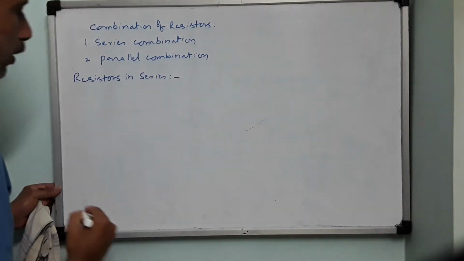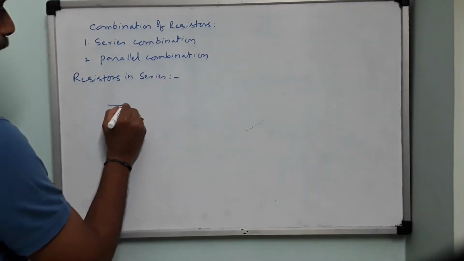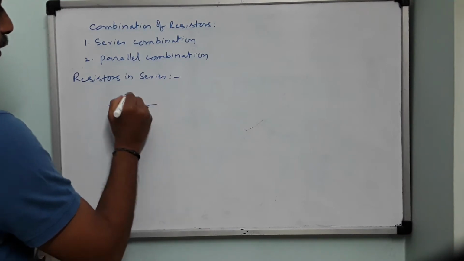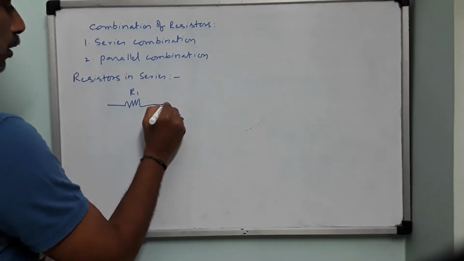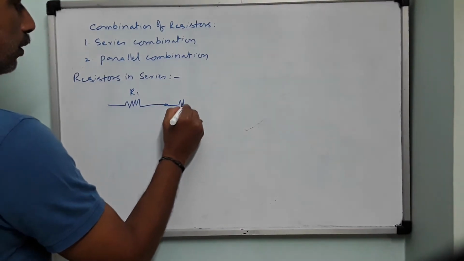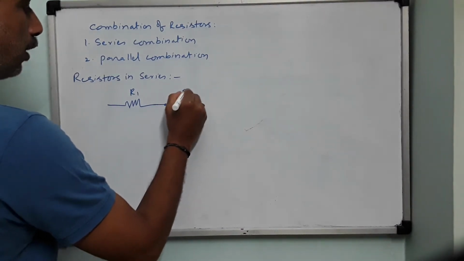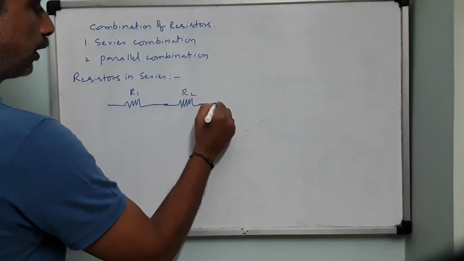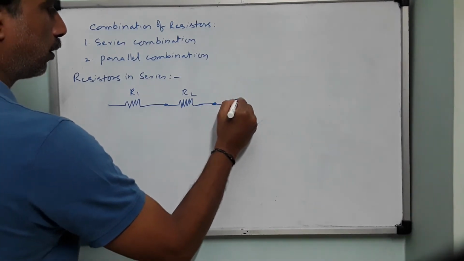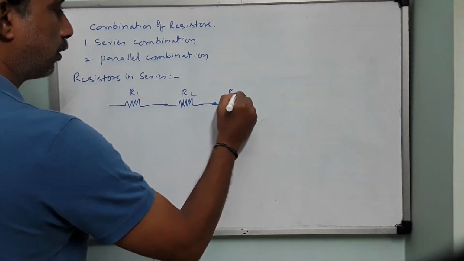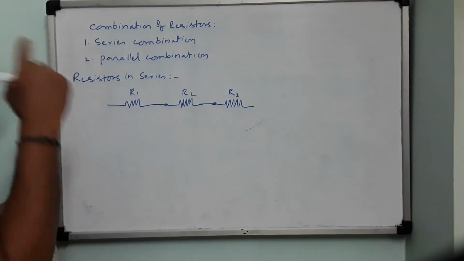Let us make this very quick. This is the symbol of a resistor. Name it as R1. And here is another resistor, this is R2. And here is another resistor, R3.